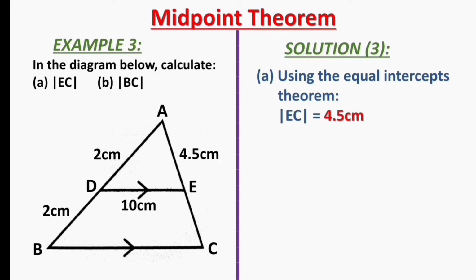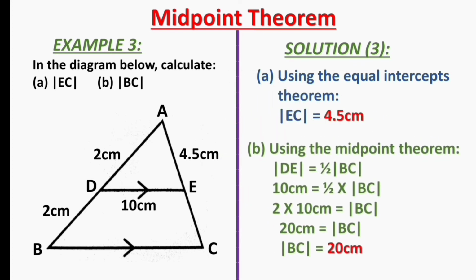Now, for the solution to question B, using the midpoint theorem, can you tell the length from B to C? Let's see if you can again. Of course, using the midpoint theorem, the length from D to E should be half of the length from B to C. Solving this carefully, you will see that the length from B to C should be 2 times the length from D to E, which is 10 centimeters. That makes the length from B to C to be equal to 20 centimeters. I hope you got that right.